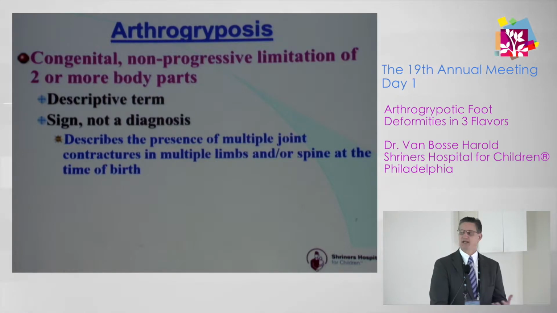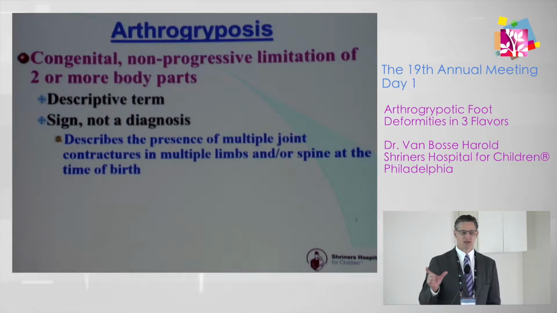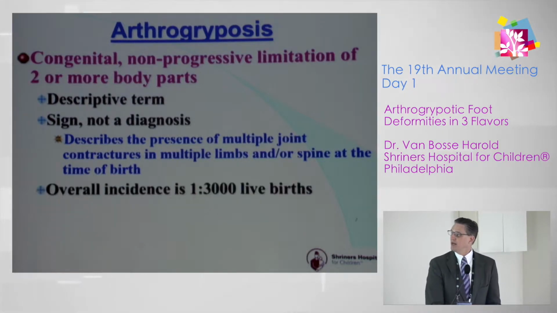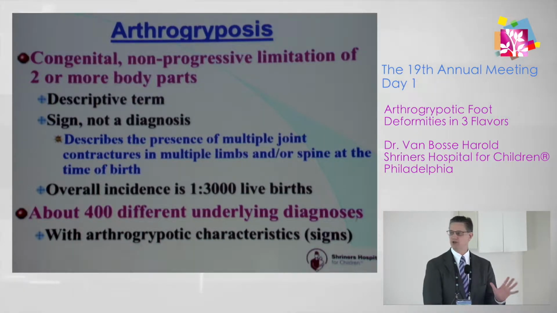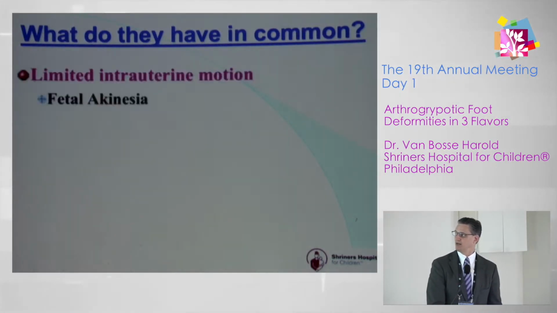We think of it as a sign, not a diagnosis, and it describes these multiple contractures at birth, but it's not telling us what causes them. And it happens in about 1 in 3,000 births. And there's thought to be about 400 different things that can lead to a child having arthrogryposis. So what do all those conditions have in common? Why do they lead to the same problem?